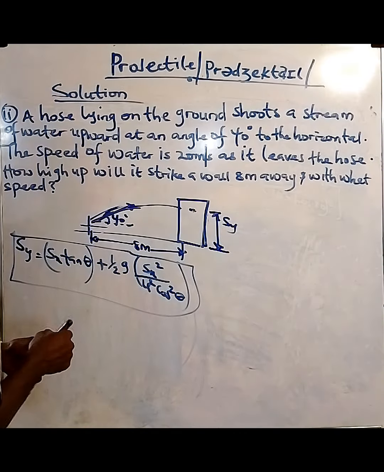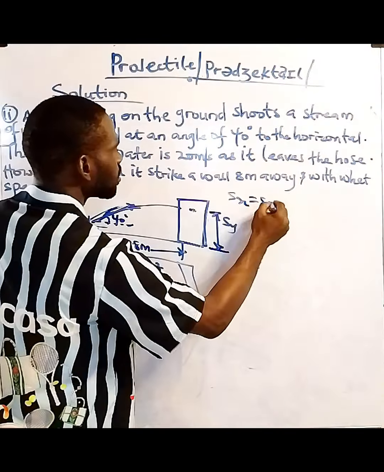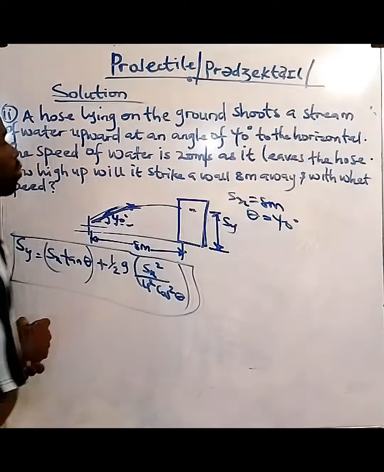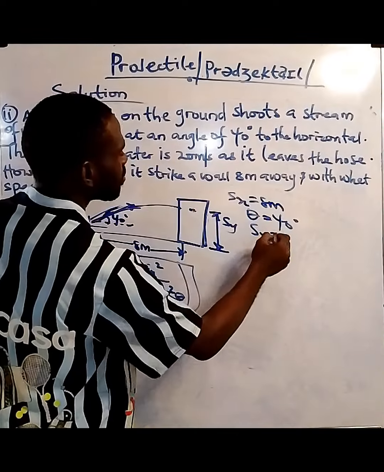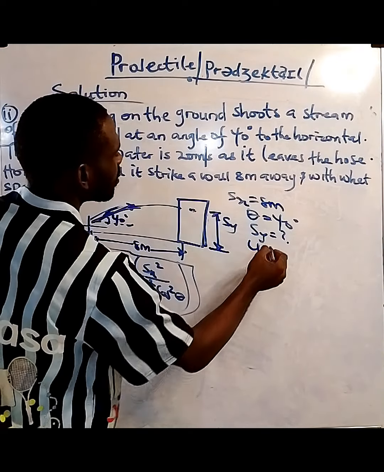So now, don't forget. First of all, we have the distance along the x-axis, I beg your pardon. It's already given. It's 8 meters. So we have the angle theta, which is 40 degrees. So we're asked to get how high up, the distance along the y-axis. That's what we're asked to get. The initial speed of the water is given.